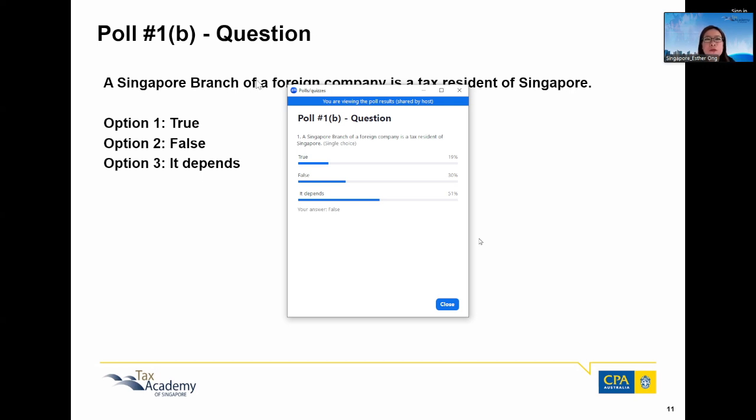So we cannot straight away jump to the conclusion that the Singapore branch of a foreign company will be a resident or non-tax resident of Singapore. We need to look further to where the control and management of the business of the company is exercised.